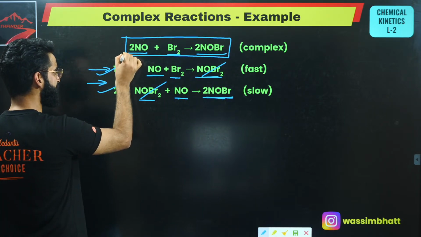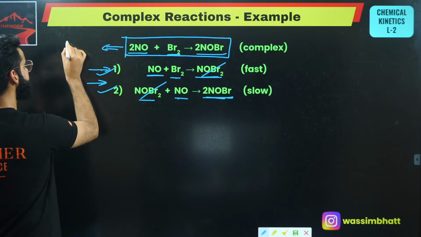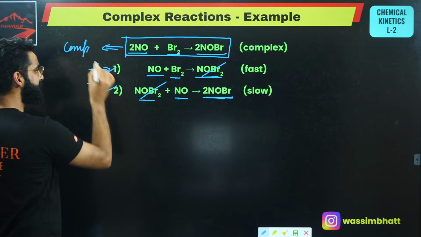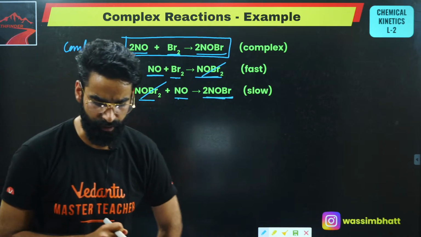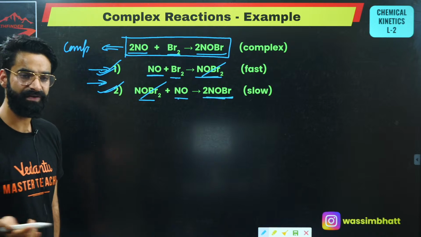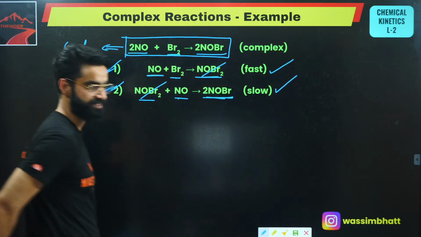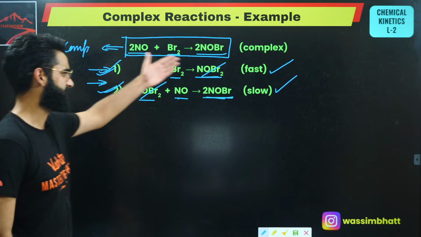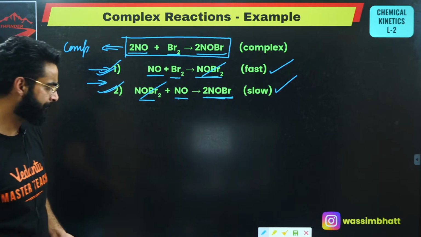So this is basically the net reaction which I'm getting by adding these two steps, right? This is the example of the complex reaction, and these are the steps of the complex reaction. The steps which are involved in the complex reaction are always elementary in nature. So this step is an elementary step, this is also an elementary step, right? One is fast, one is slow. It's given in the question, I mean, it's mentioned, right?